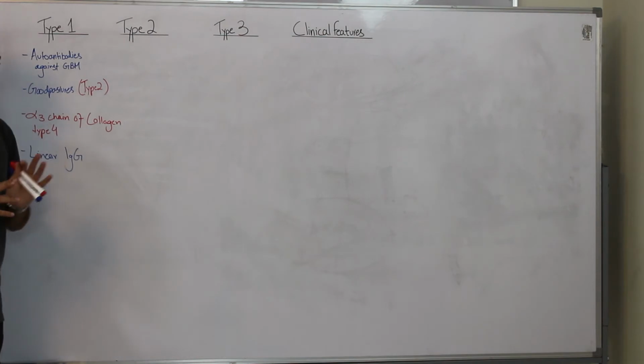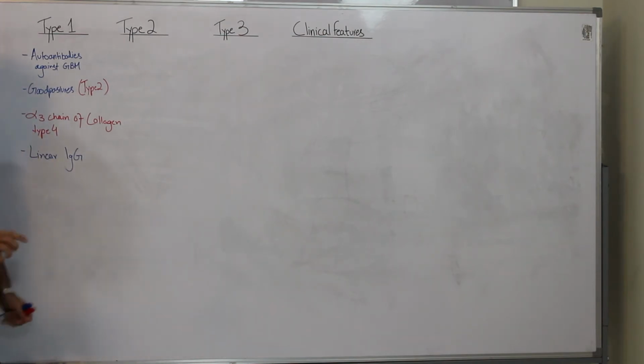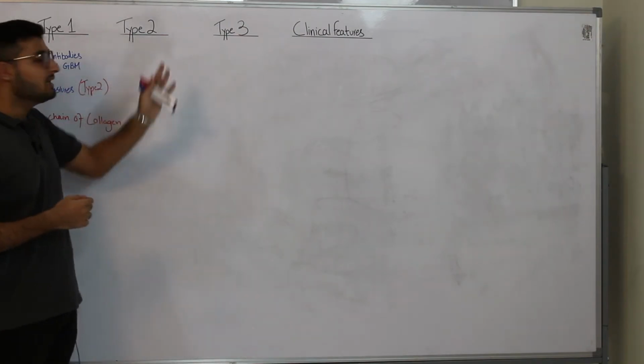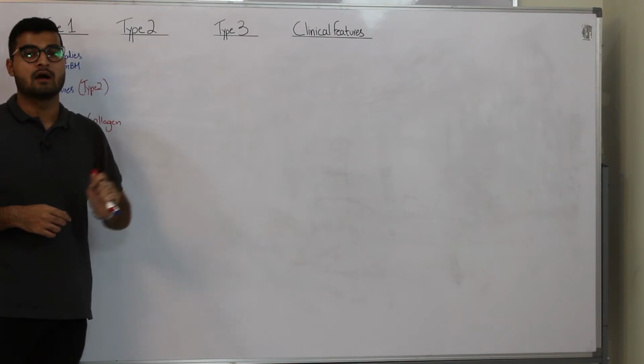So you will see a linear deposition of your IgG on the basement membrane of a person having type 1 RPGN. So it's going to be linear in pattern because the complete basement membrane gets affected by the autoantibodies. So you will have a linear arrangement. Now coming on to the type 2 RPGN.